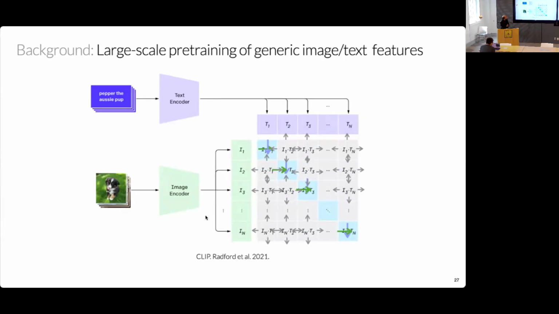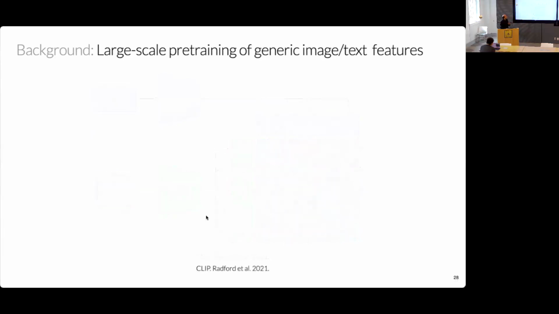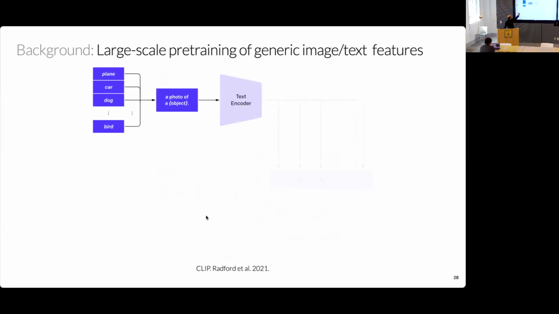And one of the interesting behaviors is you can now do zero-shot classification, where your class or category of interest is just specified at inference time. So imagine you want a plane versus car classifier. All you do is come up with a prompt that says a photo of a plane or a photo of a car, and encode these prompts using the text encoder.